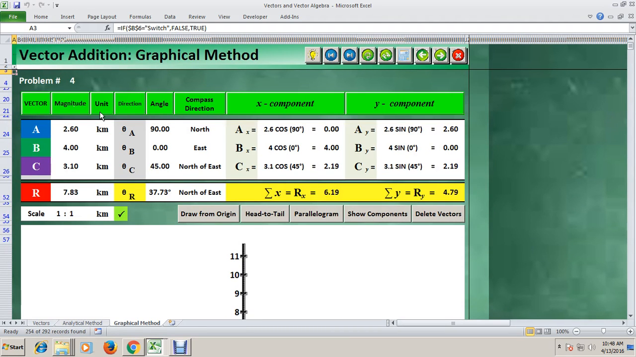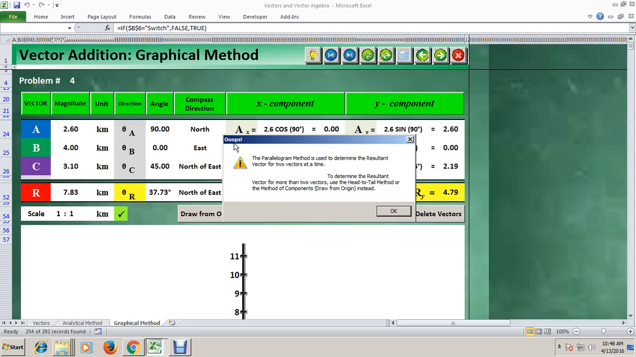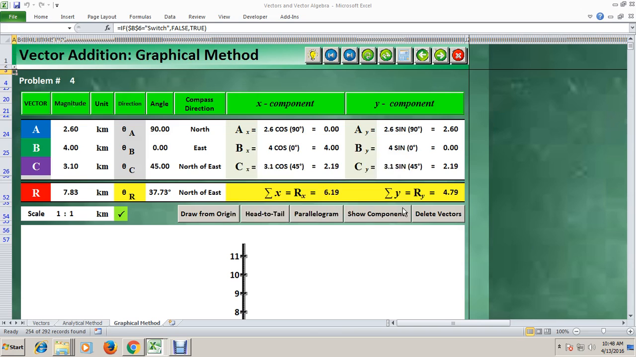Now, we are given three vectors. In this module, if you click the parallelogram method, you will have an error message that says the parallelogram method is only used for two vectors at a time. Okay, so let's have a different set of examples.